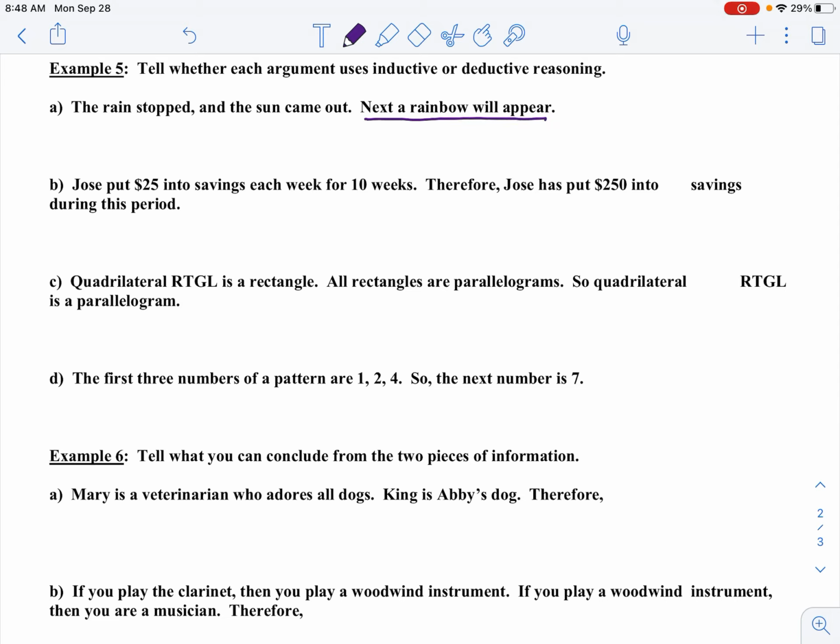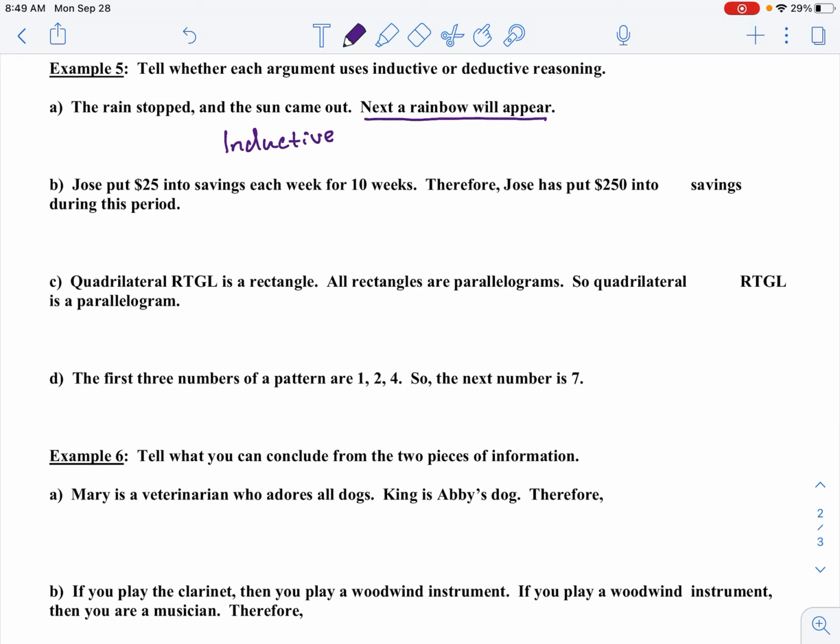What it seems to me is that, okay, the rain stopped, the sun came out. Based on the observation and patterns of my life and my experience, after the rain stops and the sun comes out, there will be a rainbow. That's the pattern of the weather there. Rain, sun, next would be rainbow. So this is inductive reasoning because I'm using my own personal observations and my experience based on when it has stopped raining. Sometimes we get a rainbow. So that is inductive.